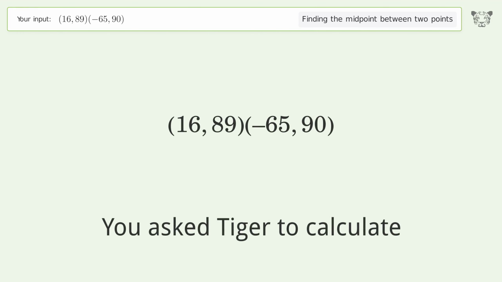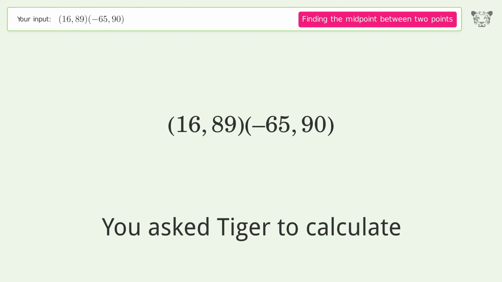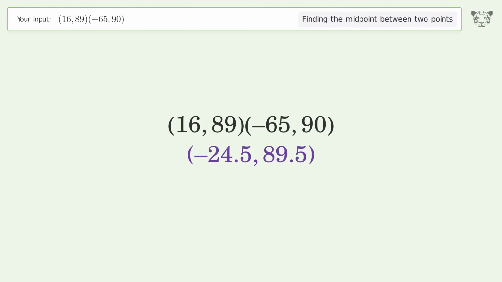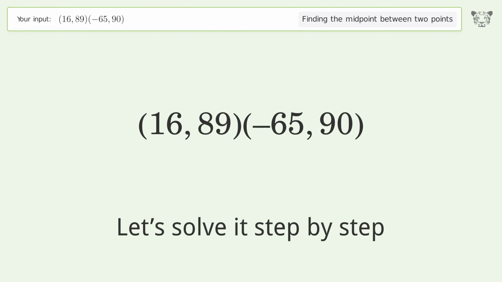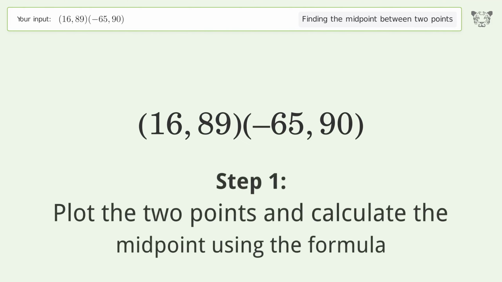You ask Tiger to calculate. This deals with finding the midpoint between 2 points. The midpoint between the 2 points is negative 24.5, 89.5. Let's solve it step by step. Plot the 2 points and calculate the midpoint using the formula.